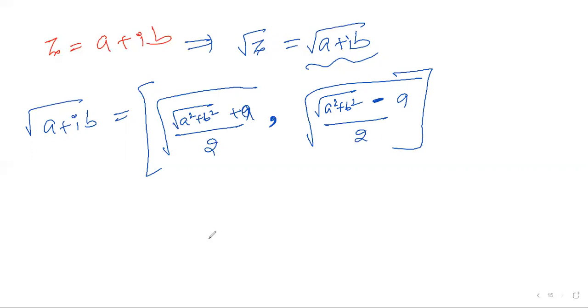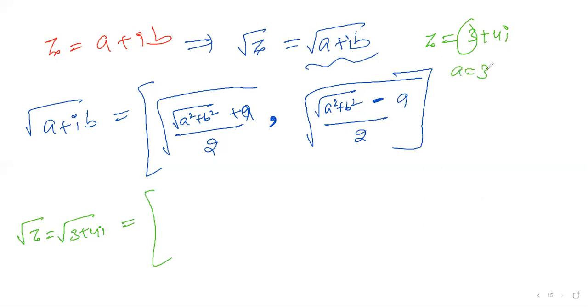If you want to understand very clearly, I'll take an example. If you take Z equal to 3 plus 4i, how to find the square root? The square root of Z is equal to the square root of 3 plus 4i. What is the value of a? A is equal to 3, and b is equal to 4. Now please substitute your values. The square root of a square plus b square: 3 square is 9, 4 square is 16, 9 plus 16 is 25, plus a, which is 3, by 2.